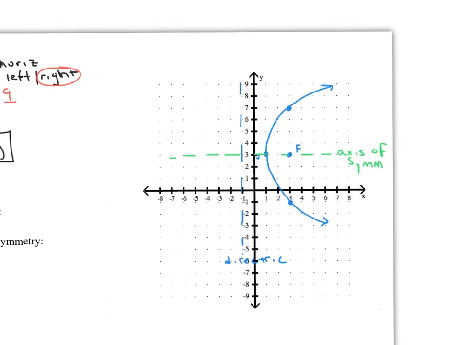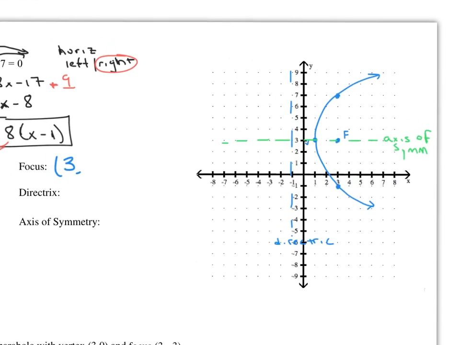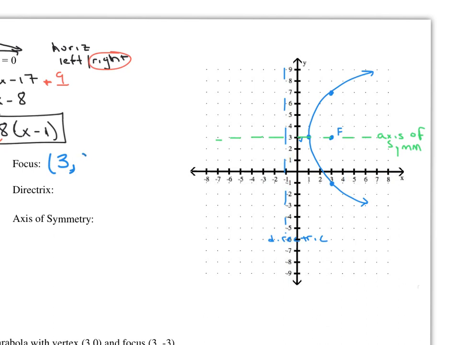All right, let's label everything. So the focus is at 3, 3. The directrix is the vertical line, so it's x equals -1, and the axis of symmetry is horizontal, so it's y equals 3.